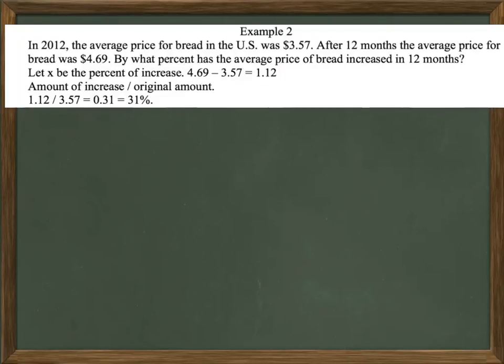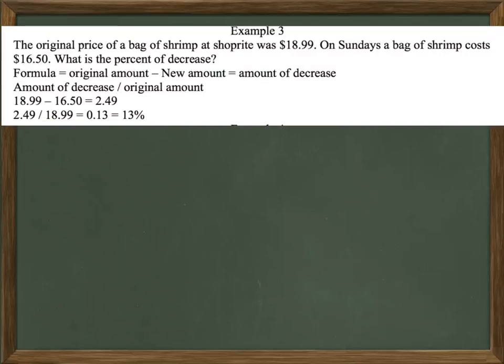So after we get our amount of increase, we do the other formula, which is the amount of increase divided by the original amount. So we divide 1.12 by 3.57, and we get 0.31. But we're not done yet because we have to convert this to a percent, and we get 31% as our answer. So let's go to another one.